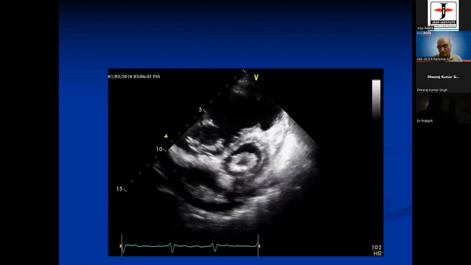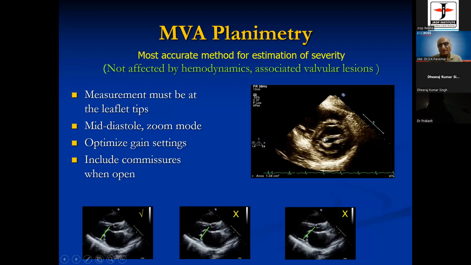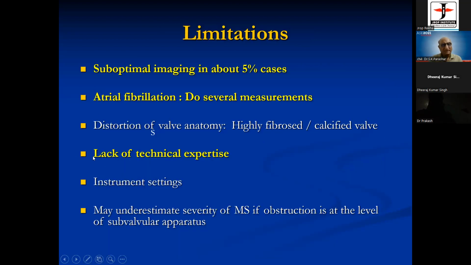Now this thing I wanted to tell you is instrument setting. For example, if your gain is very high, it will encroach on the mitral valve area, so your area will be reduced. If your gain is very low, it will go away and your mitral valve area will be elongated more or less. So gain should be adequate, neither too high nor too low. That is written as instrument settings. But over time you will automatically become expert in instrument setting. These things you have to keep in mind also.